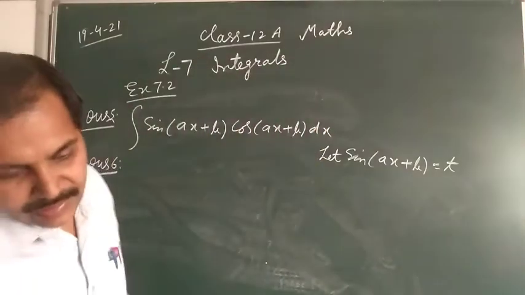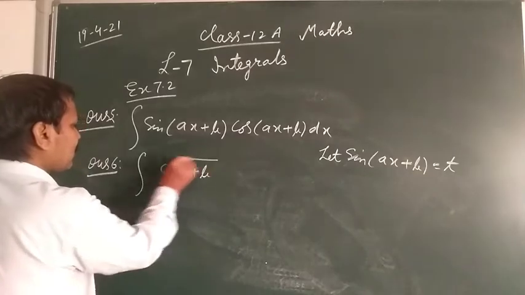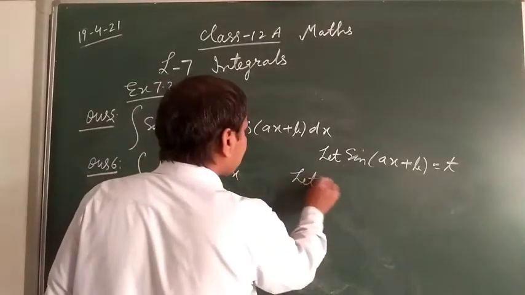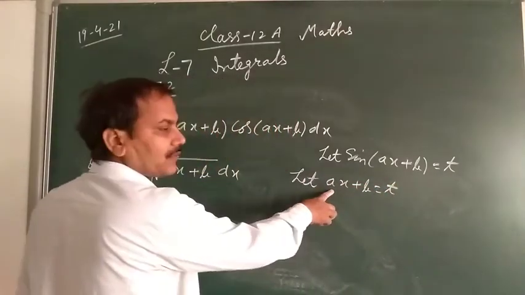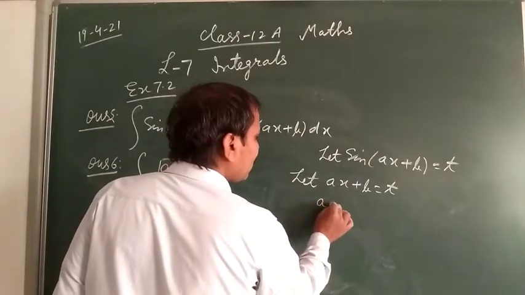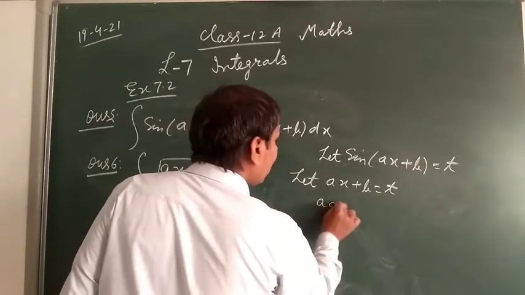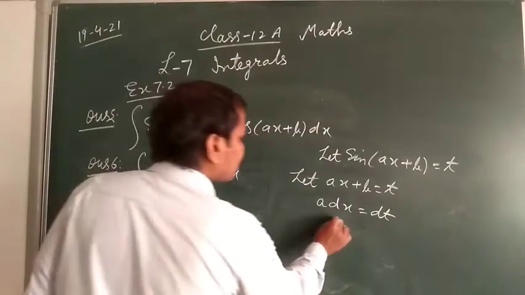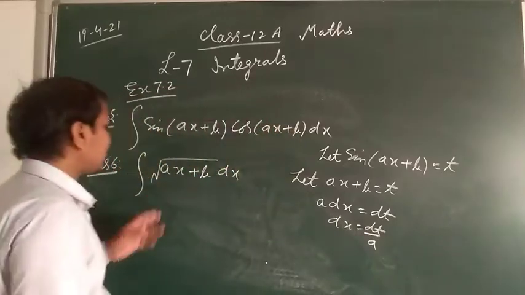Question number 6, under root of ax plus b. So here you suppose ax plus b equal to t. When differentiating, a is constant and the differentiation of x is 1, and b is constant so its differentiation is 0. So a dx is equal to dt. Clear? So dx is equal to dt by a here.